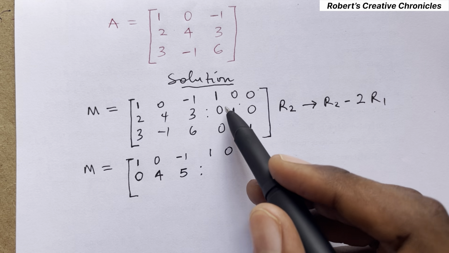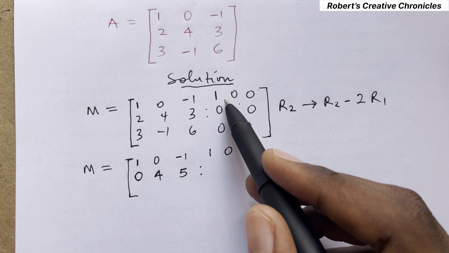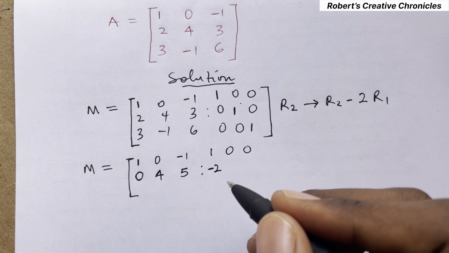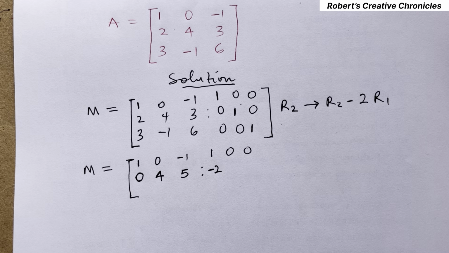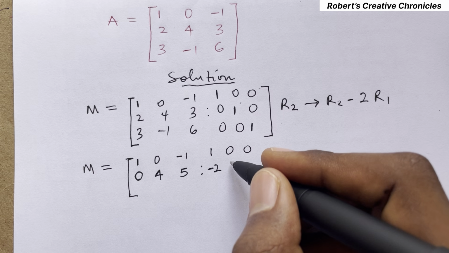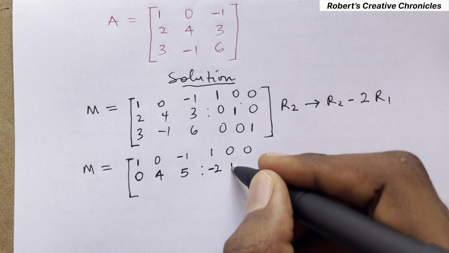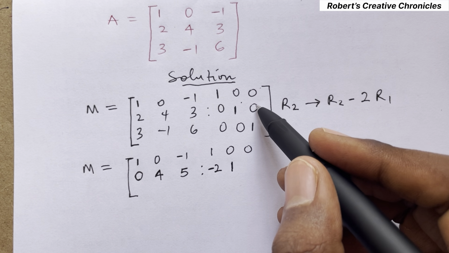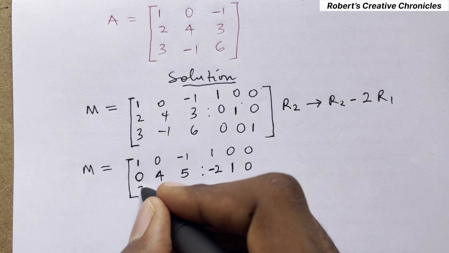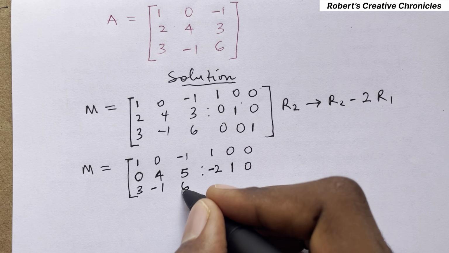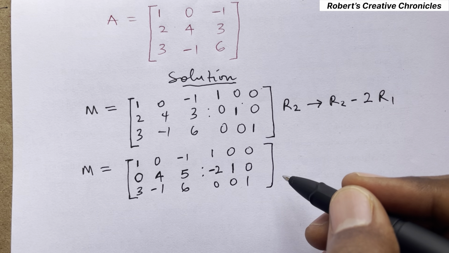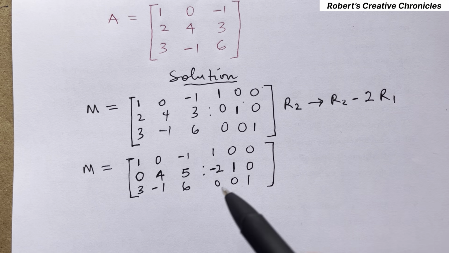Then the same thing here. Here will be 0 minus 2 times 1, which is minus 2. Then here also, 1 minus 2 times 0, which is 1. Here also is 0 minus 2 times 0, which is 0. Then here is the same thing, 3, minus 1, 6, 0, 0, 1. So we have done the first one.